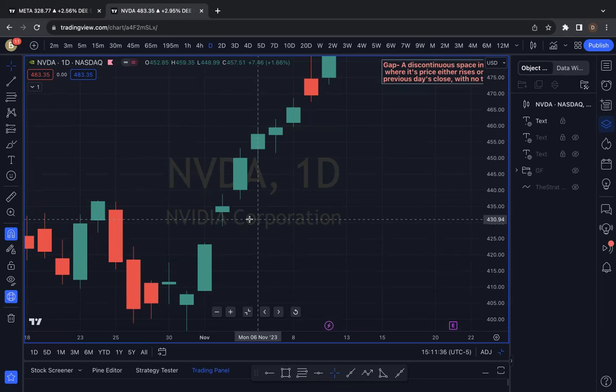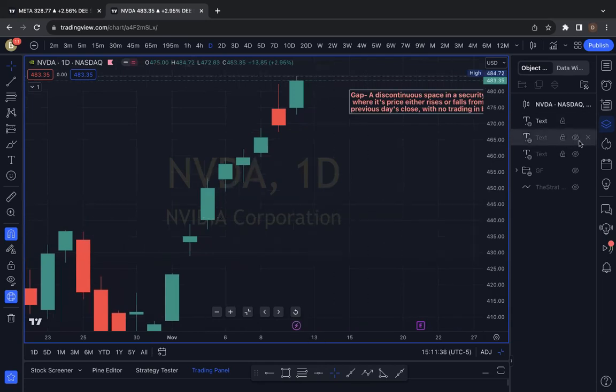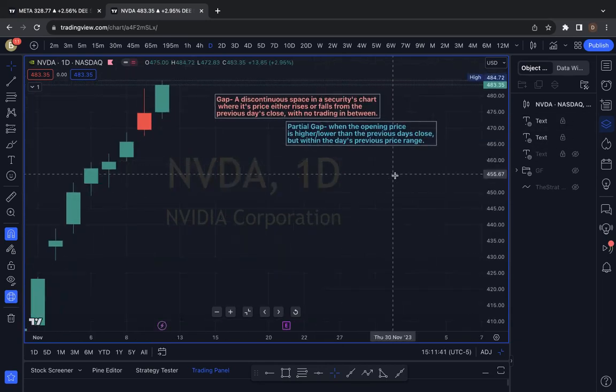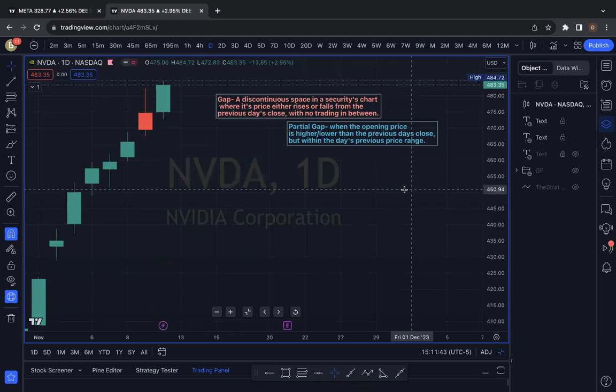First, you have something called partial gapping. A partial gap is when the opening price is lower or higher than the previous day's close, and I'm going to show you these things, but I want you to write that down. A partial gap is when the opening price is higher or lower than the previous day's close, but within the previous day's range. We'll get into that, but that's what you need to know for partial gapping.